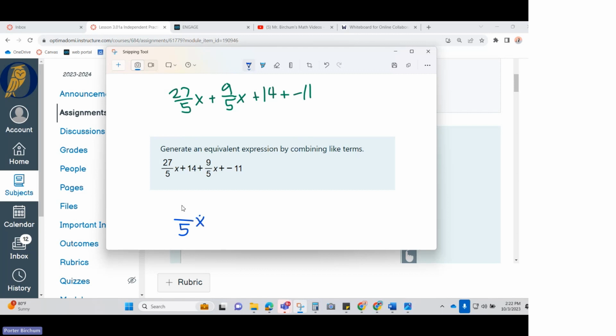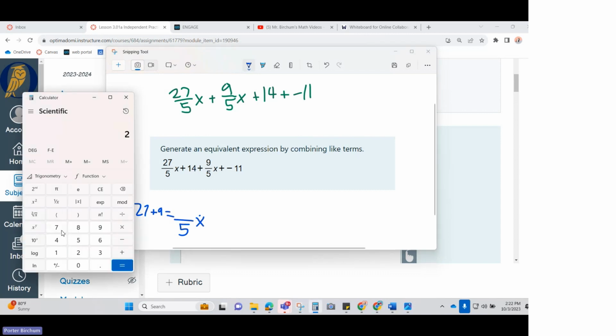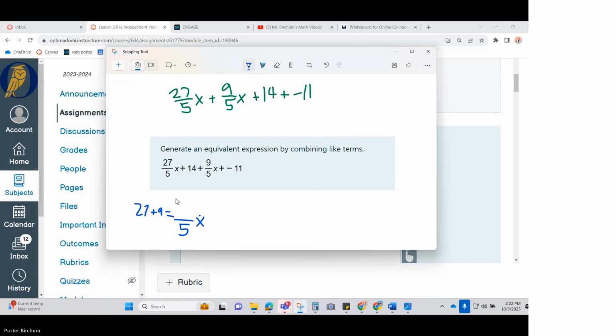So something fits x's. So let's see, what is 27 plus 9? That will give us our answer. Our handy dandy calculator. Plus 9, 36. The 36/5 of an x, and it's a positive, so it stays like that.